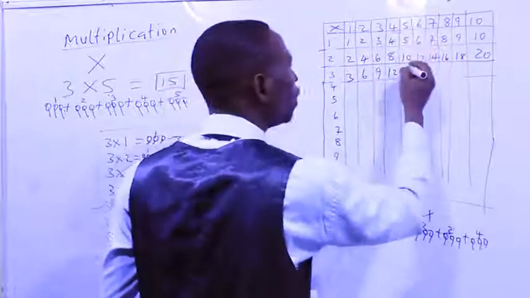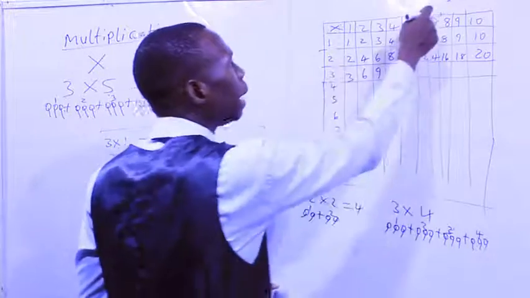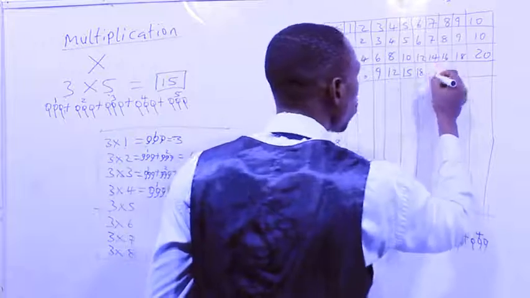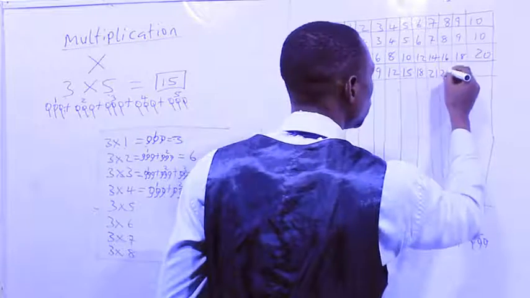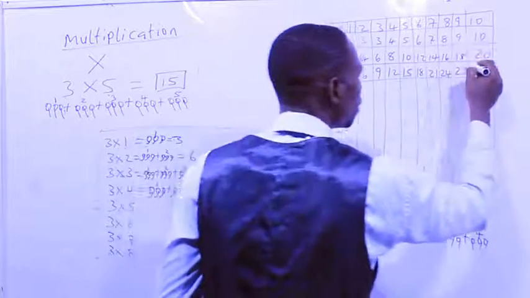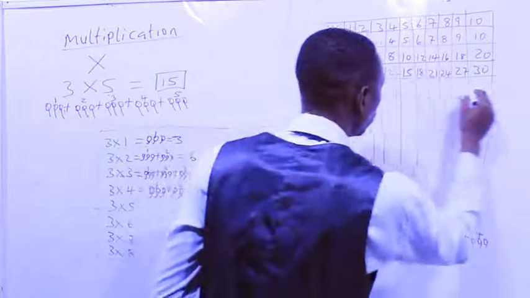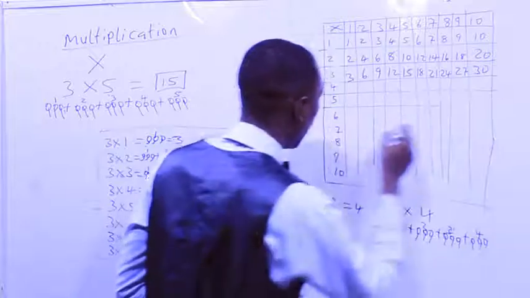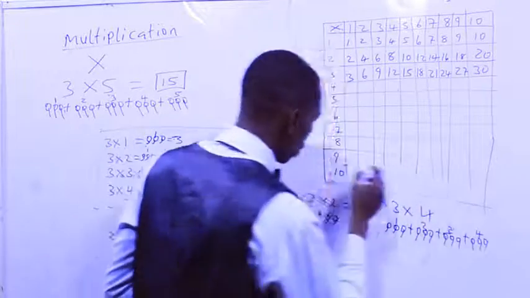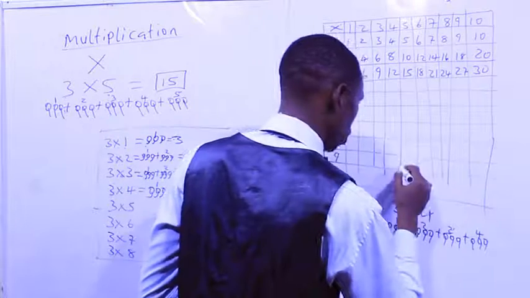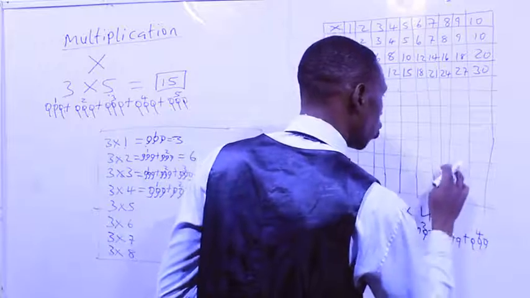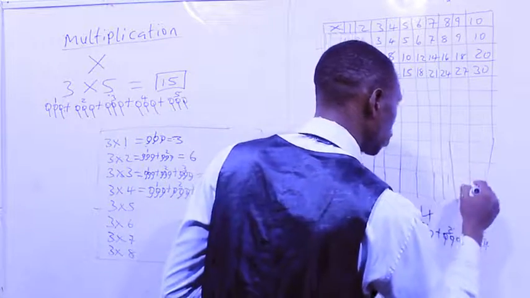3 times 5 is 15. You can check it. 3 times 6 is 18. 3 times 7 is 21. 3 times 8 is 24. 3 times 9 is 27. 3 times 10 is 30. The same thing you will do here, here, here, all of them until you complete your multiplication table. Don't stop. You will complete it when you are through with the number you intend to reach.